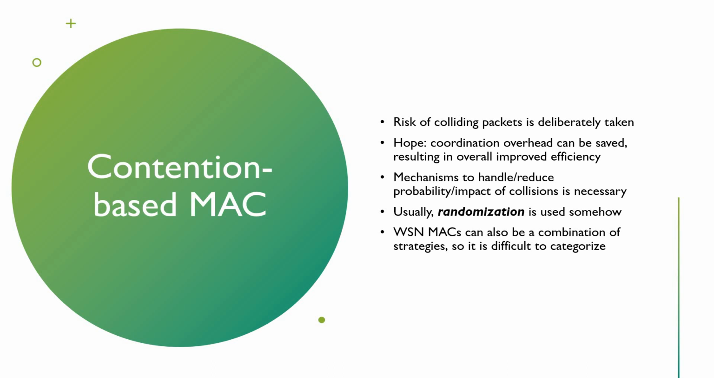Okay, so in case of contention based medium access control, there are mechanisms to handle or reduce the probability of collisions, okay? Obviously without those mechanisms there will be a lot of collisions, so we have to reduce those with the protocol. So usually randomization is used somehow. You already have an example in WLAN. In WLAN, some sort of randomization is also used to select the contention window. So similar protocols are used in case of contention based MAC for WSN, okay? So WSN MACs can also be a combination of strategies, so it is difficult to categorize a protocol into a specific category, as I've already said.